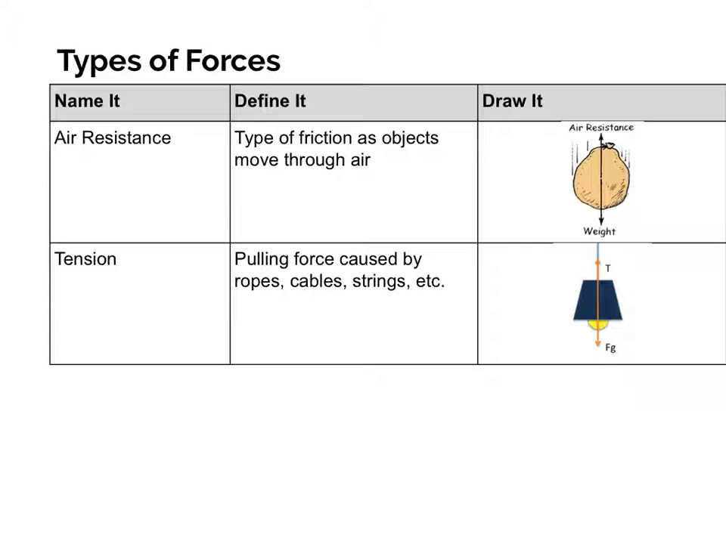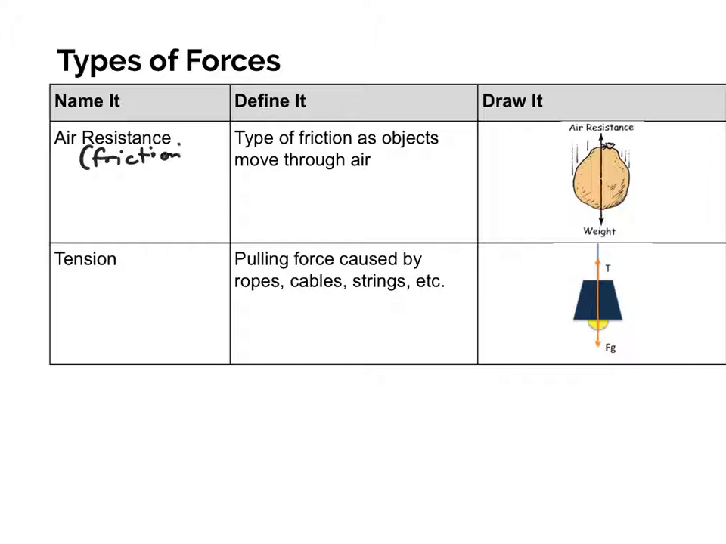Okay, next two forces we have are air resistance and tension. Air resistance kind of goes along with gravity and things in free fall, something we talked about last chapter. But air resistance is a force that acts, very similar to friction, on objects that are moving through the air. So the way to think about air resistance is to think of this as air friction.